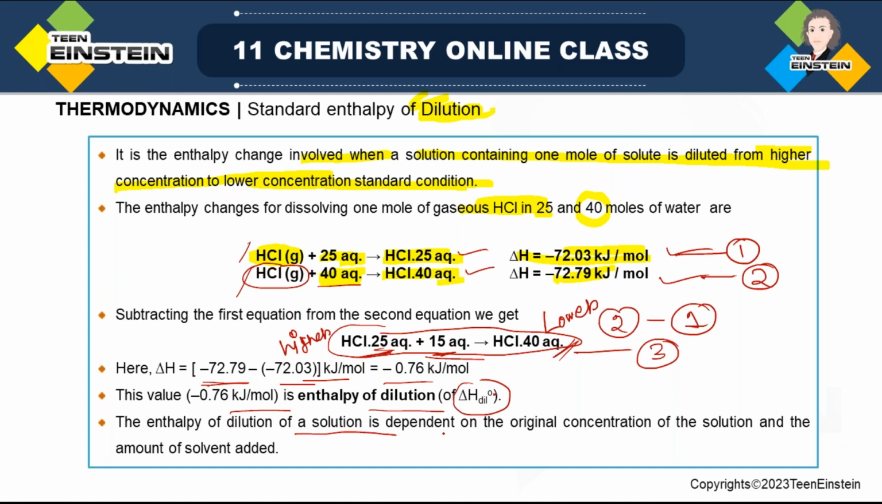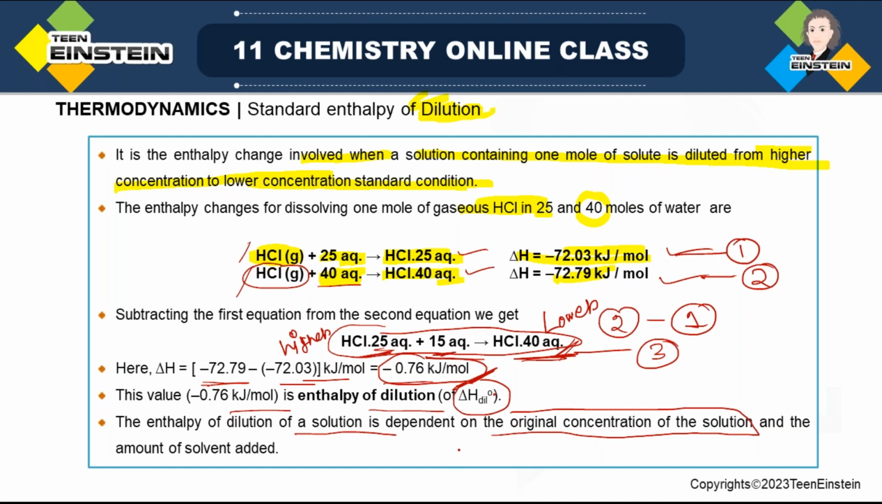Enthalpy of dilution of a solution is dependent on the original concentration of the solution. It means, just take this third equation. For this equation, whatever value you have obtained, it is basically dependent on what concentration you have started from. You have started from HCl.25 AQ, but it may be different also. So if it is, suppose, HCl.30 AQ, then obviously this value will change. Though it is not a very drastic change, still there will be some change.